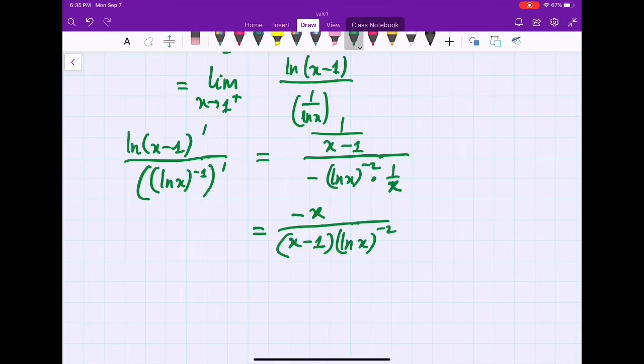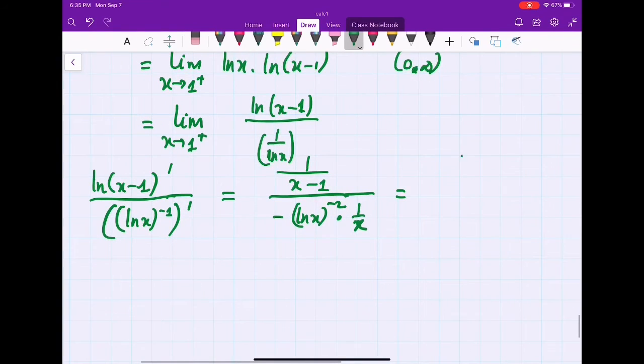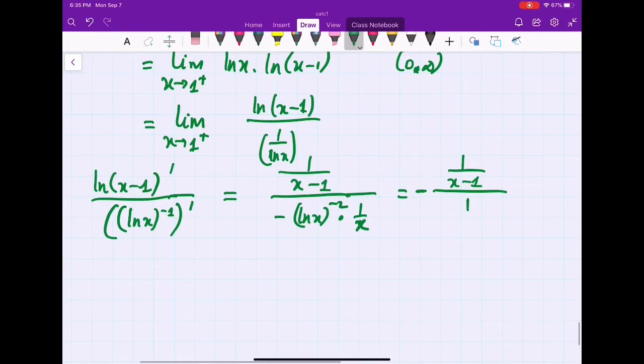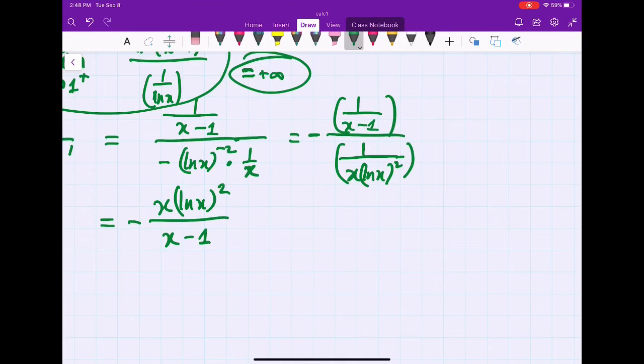Let me change this. We have ln of x to negative 2. So basically on the top I have 1 over x minus 1. In here I bring the negative to this, I have 1 over x ln of x squared. Does that make sense? So basically that is negative x ln of x squared divided by x minus 1. You plug 1 into this function, you get 1 times 0 squared, negative, over 1 minus 1, so you have the form 0 over 0.